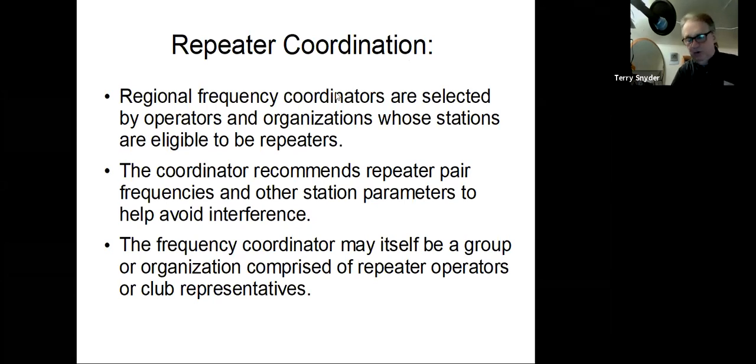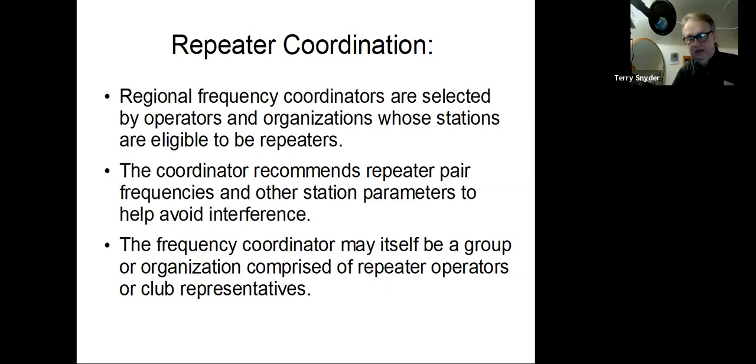So anyway, in the commercial world, I learned about this long before I was into ham radio. In the commercial world, business repeaters were set up, and they had a coordinating company whose job was totally to coordinate and recommend repeater pairs to us that we did in commercial radio.